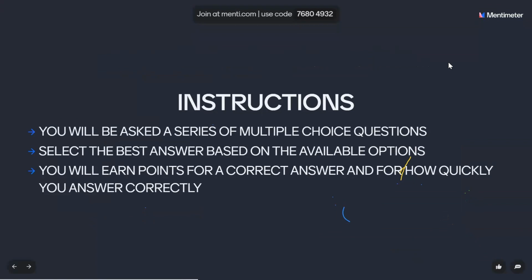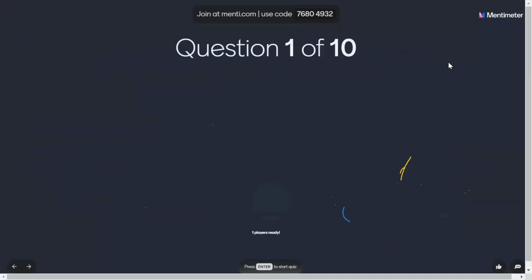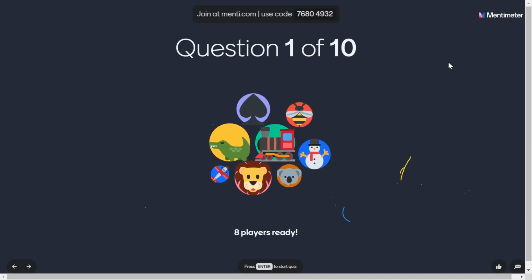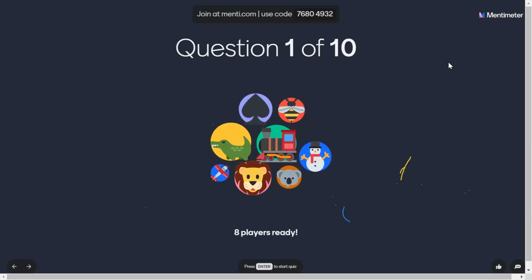All right, so you're going to be asked a series of multiple choice questions. On your device, you should be able to select the best answer out of the available options. You will earn points not only for a correct answer, because I'm sure we'll get many correct answers, but also if you answer quickly, the computer is going to recognize that and give you bonus points. So it's how fast you can answer and how accurately you can answer. All right, so we got 7 players, 8 players in the game. Anybody else want to join? All right, well, here we go.